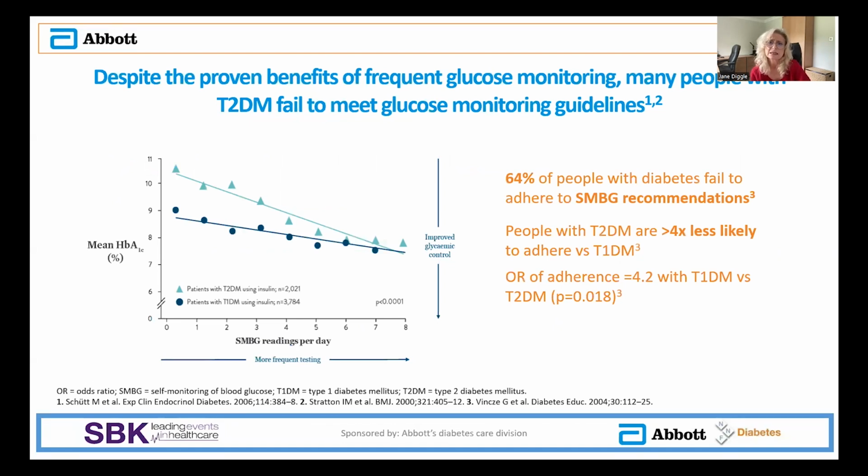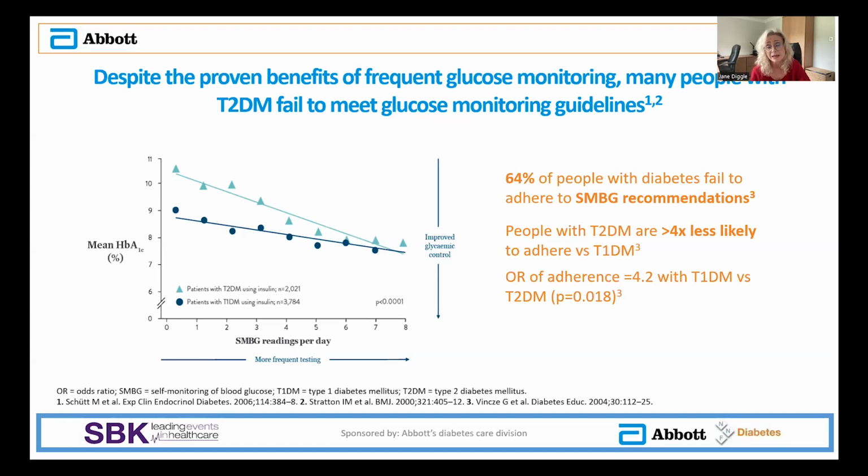So frequent testing, proven benefits. And you can see on the graph, as the number of glucose tests per day increase, the mean HbA1c reduces. And you can see that in people with type 2 diabetes on insulin, which is the light blue line, and also those with type 1 diabetes, which is the darker blue line. But I think here's the big but here.